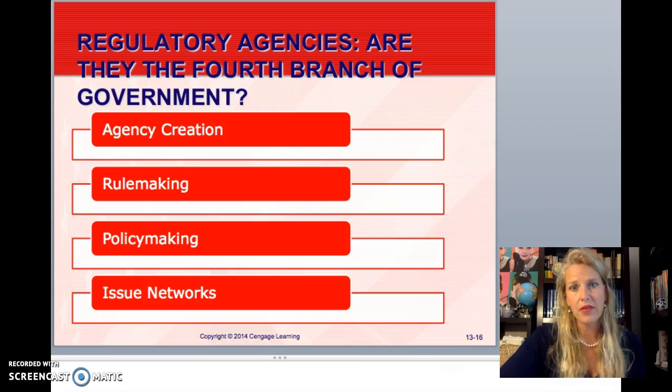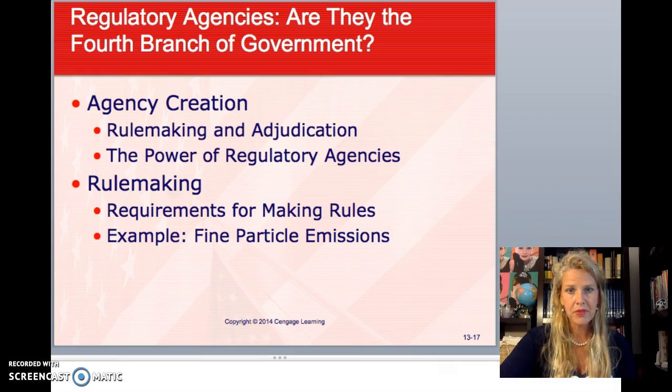Regulatory agencies are the fourth branch of the government. Rulemaking, policymaking, issue networks, agency creation.